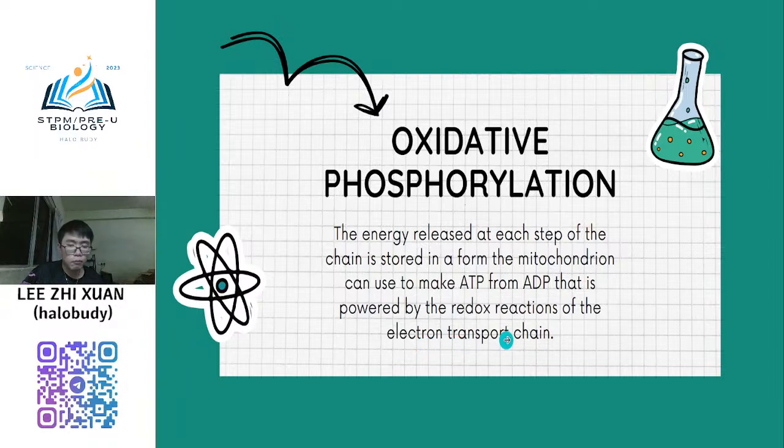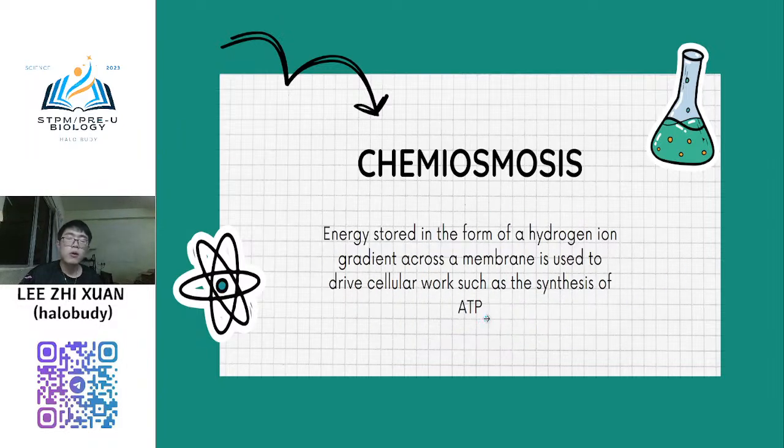So energy come from where? From this redox reaction of the electron transport chain. So another term is chemiosmosis. This term explains where the energy comes from, because the energy is stored in the form of a hydrogen ion gradient across a membrane, which is used to drive cellular work such as synthesis of ATP. So chemiosmosis is the term that explains where energy comes from.